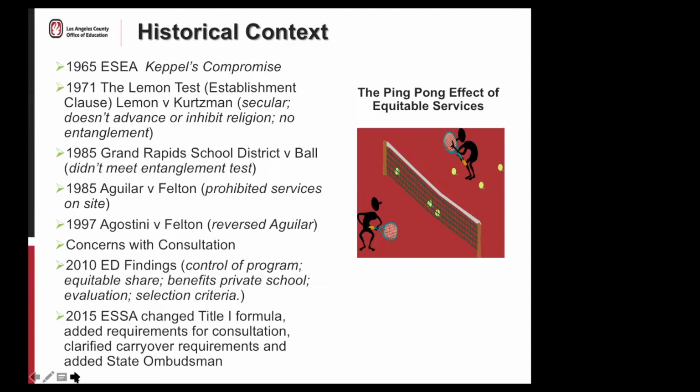Then in 2015, the Every Student Succeeds Act made some additional changes to the Title I formula, added some requirements for consultation. It clarified some of the carryover requirements, and it added the state ombudsman, which we're going to look at now.